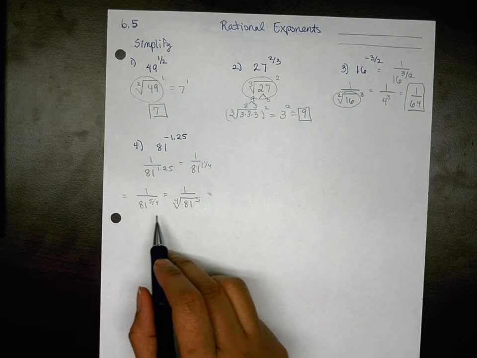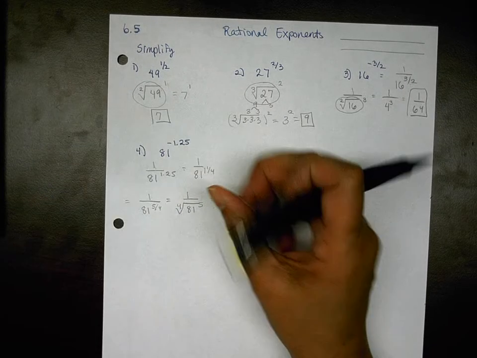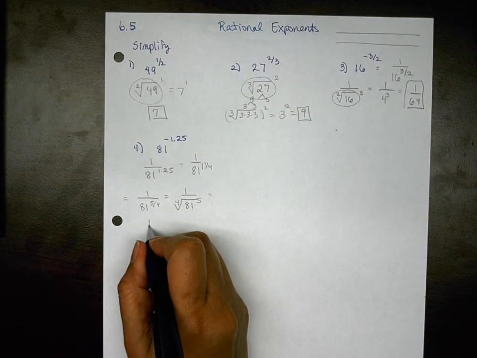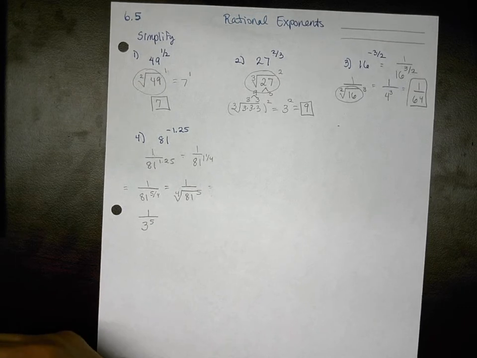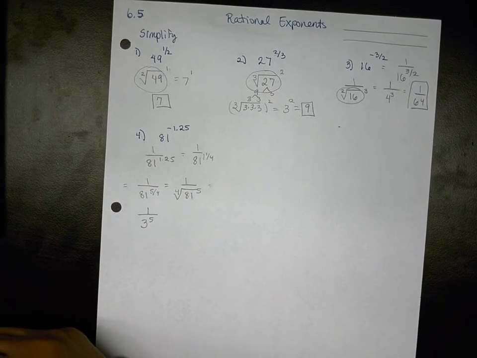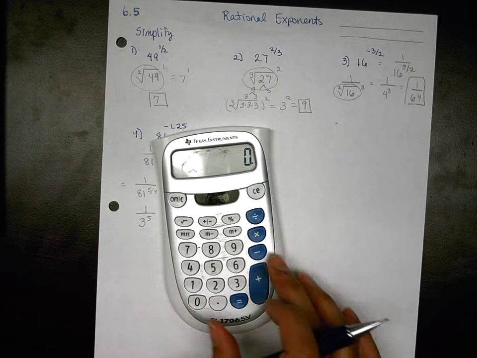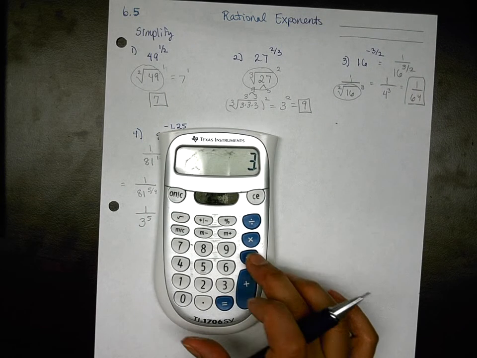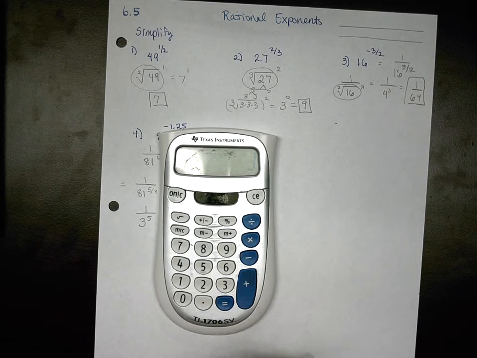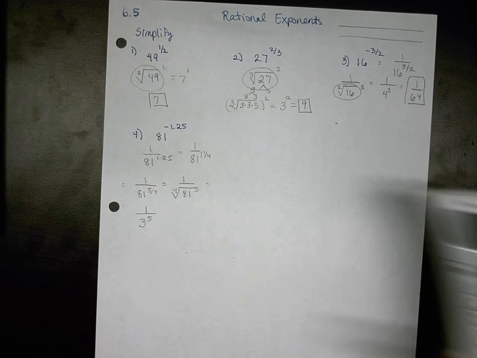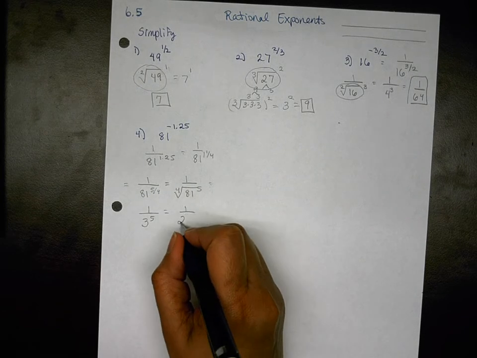81 is a perfect fourth root. The fourth root of 81 is 3. You can break it down and figure that out. The fourth root of 81 is 3, and you have 3 to the 5th power. 1, 2, 3, 4, 5 threes is 243. So 1 over 243 is the answer.